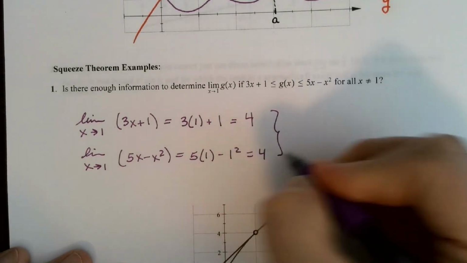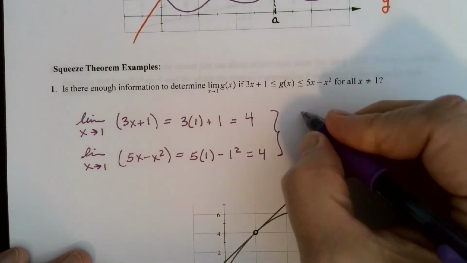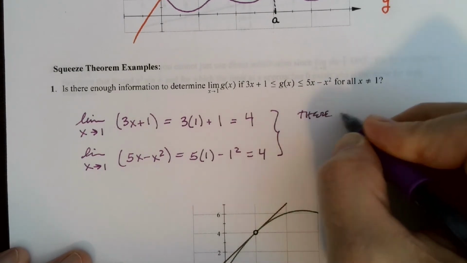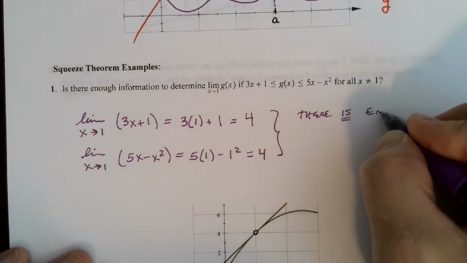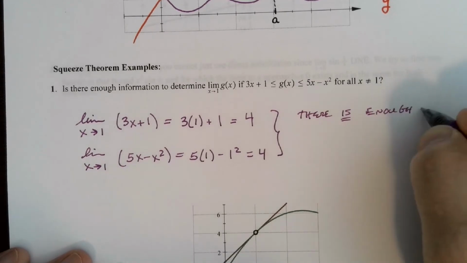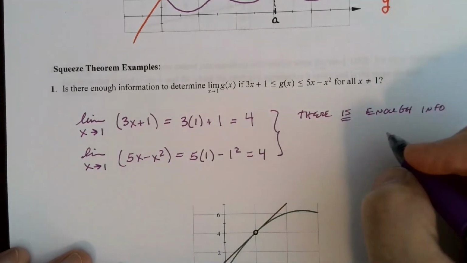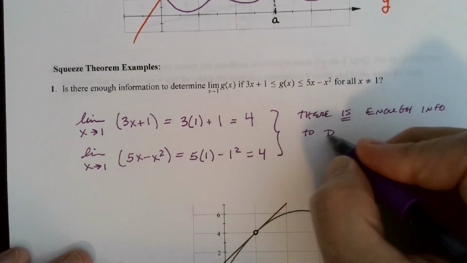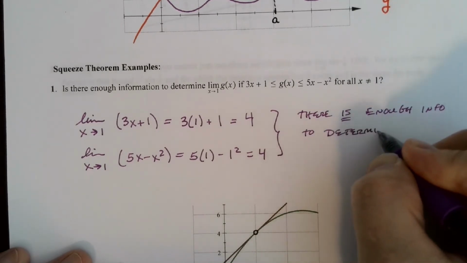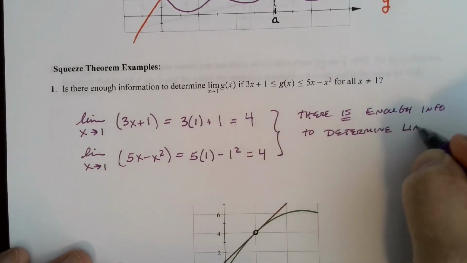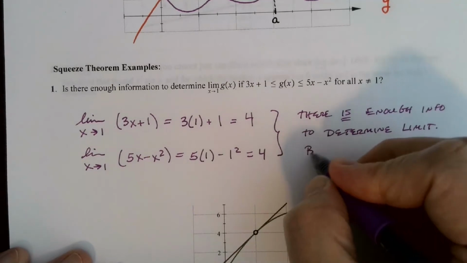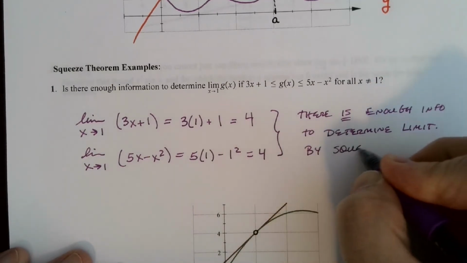So what's that tell me? These two are equal. So this tells me that there is enough information to determine the limit. And how do we determine it? We say by the squeeze theorem.